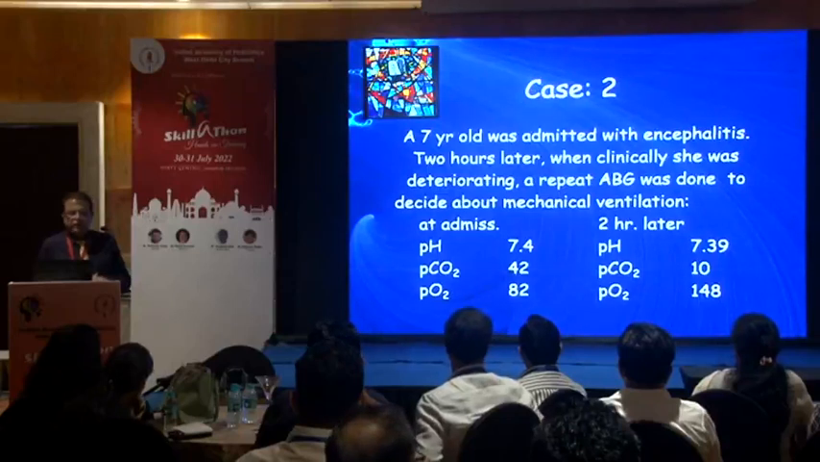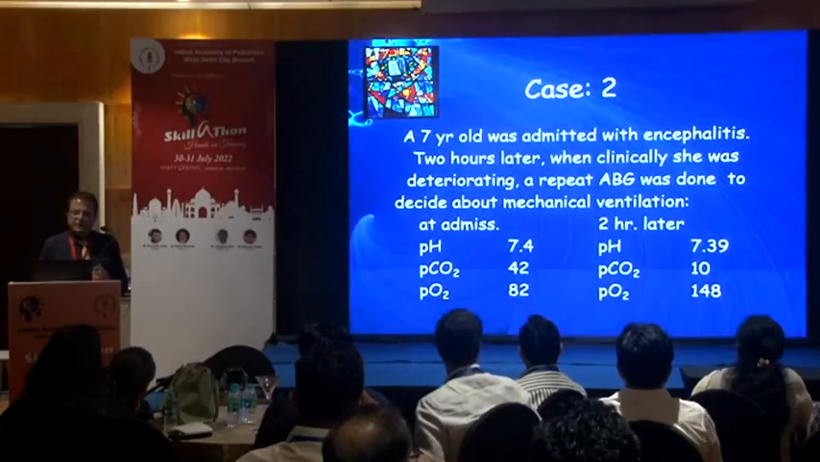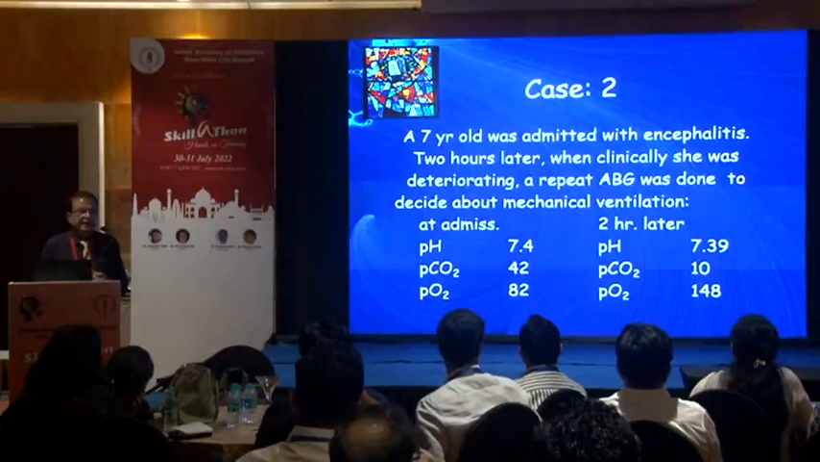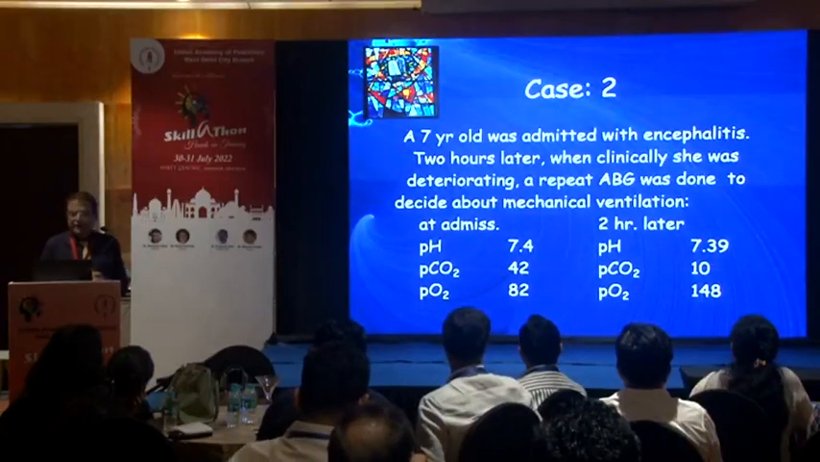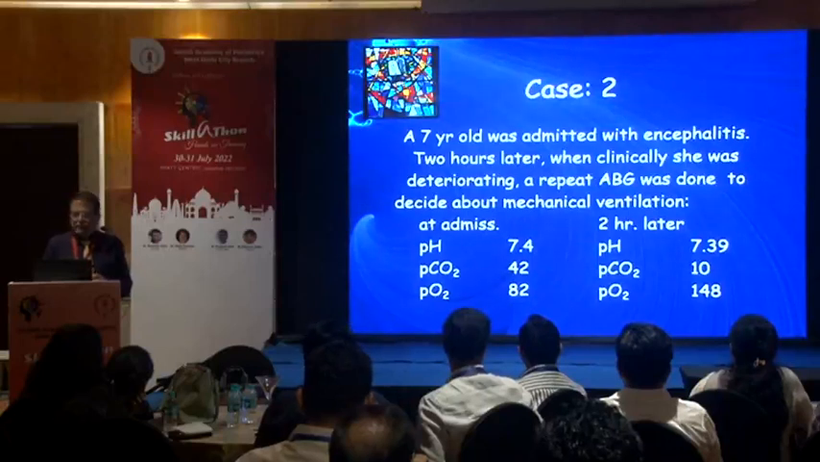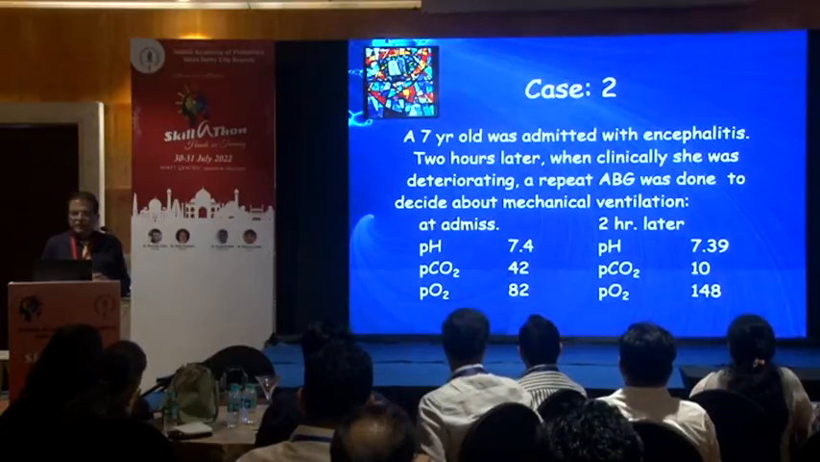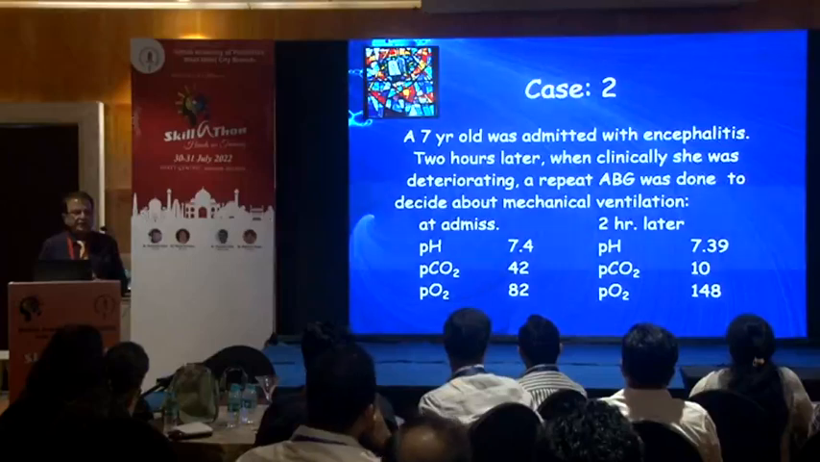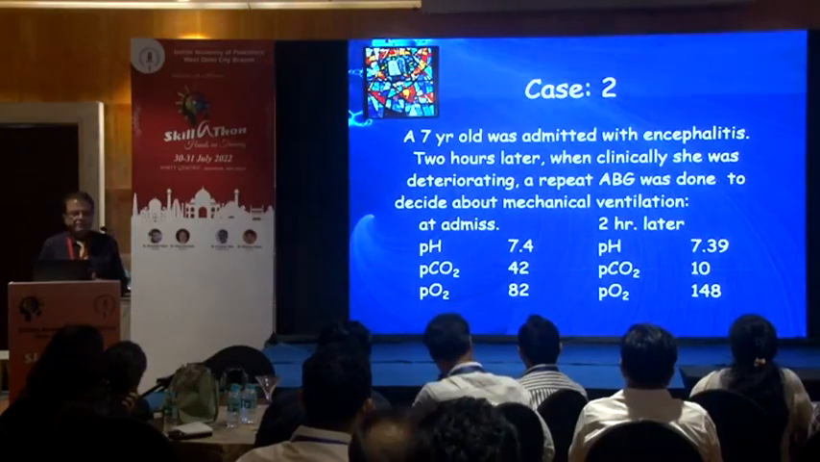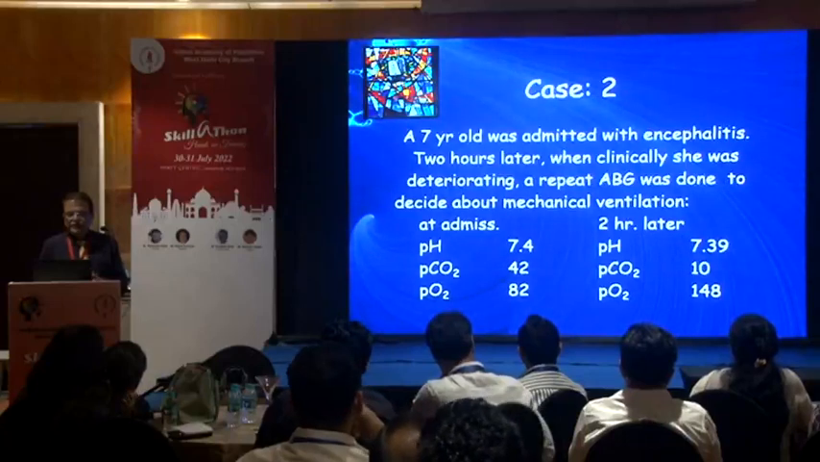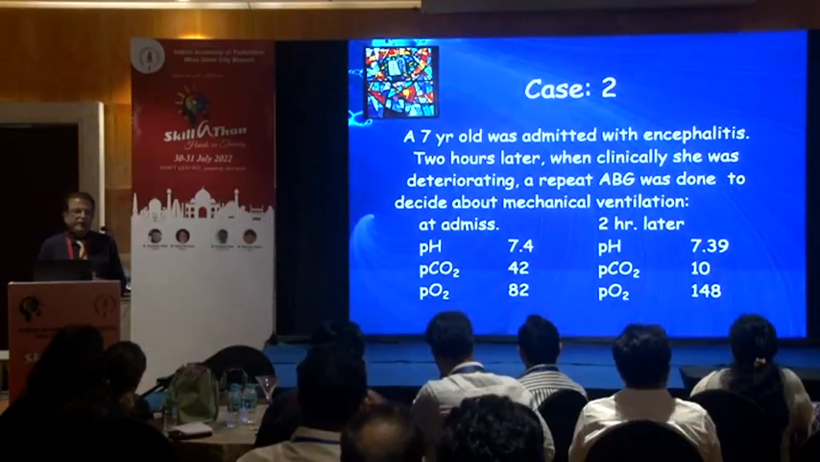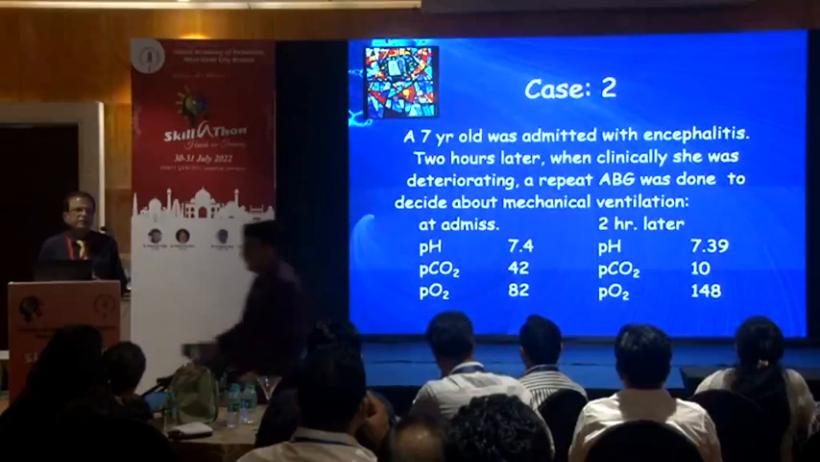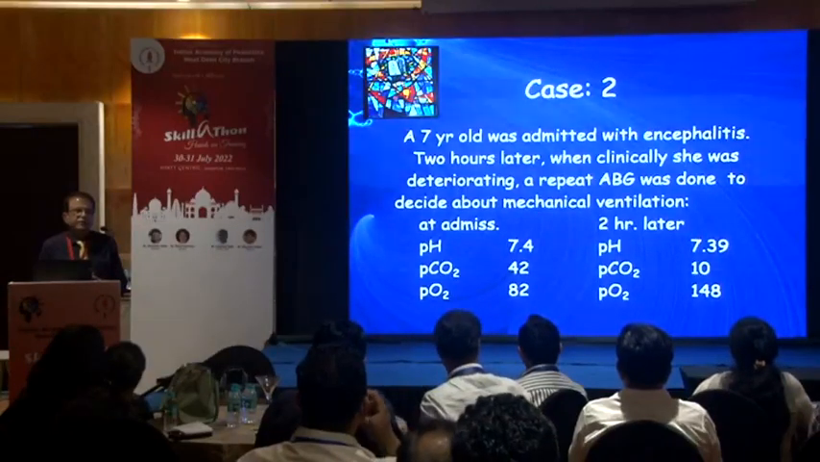A 7-year-old was admitted with encephalitis. Two hours later, when clinically she was deteriorating, a repeat blood gas was done to decide whether we should ventilate or not. pH was 7.4, and 2 hours later it was 7.39. PCO2, which was 42, is now 10. And O2, which was 82, is now 148. Clinically the patient is deteriorating. What is this?